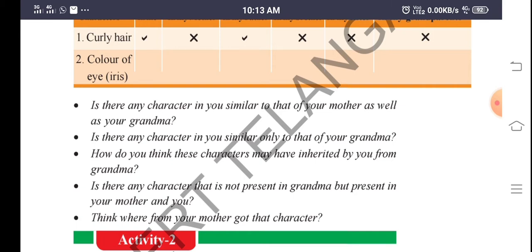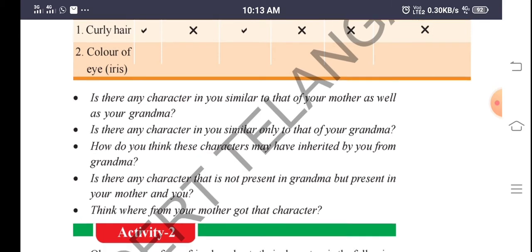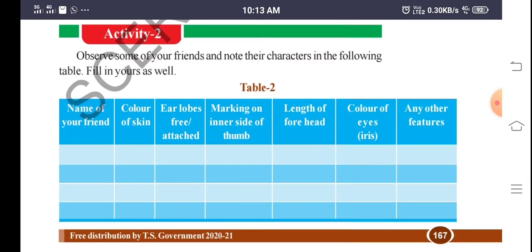So finally, I am giving the conclusion. Only 10% of characteristics are similar, but the remaining 90% are somewhat changed. These changes are called variations. You have to keep this in your mind, and also you have to take another activity.